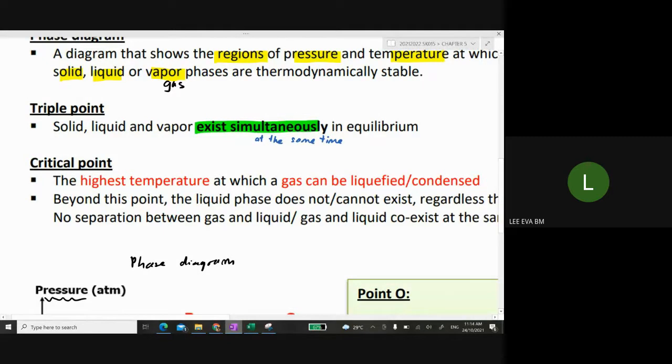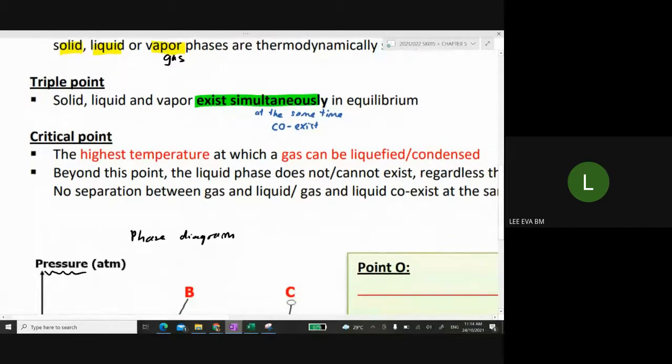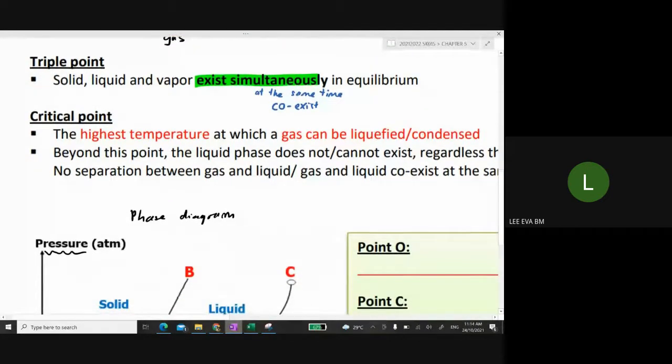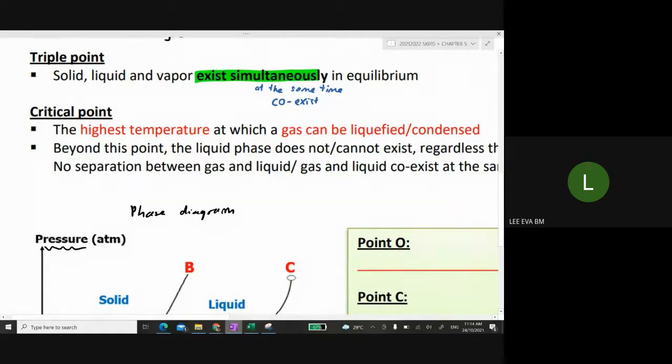Or maybe there are words you can write out also: solid, liquid, and vapor coexist in equilibrium. So the meaning of coexist is the same as simultaneously, the same as appearing at the same time. Okay, so triple point, the name also tells you to recognize three of the phases. The next one we have over here is the critical point.